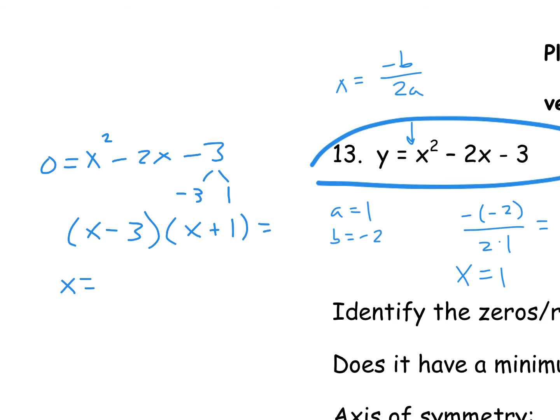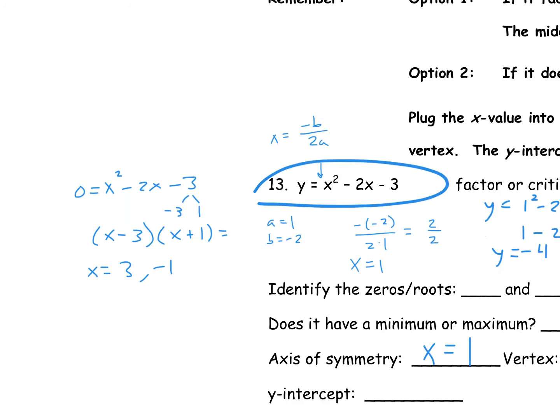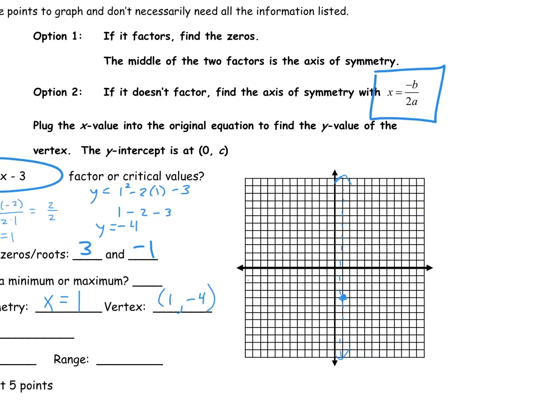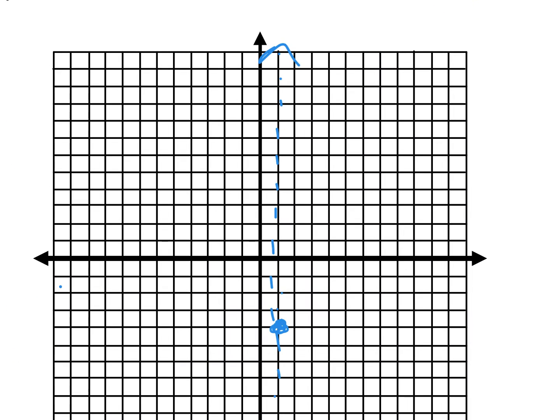So what are our zeros? Awesome, 3 and negative 1. So we're going to cross the x-axis at 3 and negative 1. So we can go ahead and put those points on our graph. We go to the right 3 and go to the left negative 1. Once we have our 3 points, we can draw our parabola.